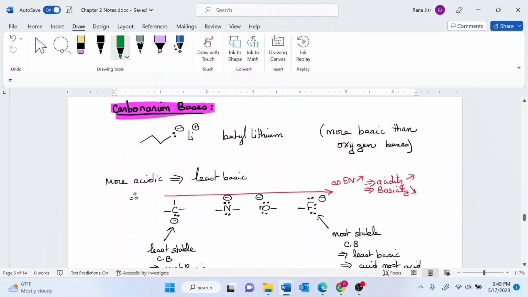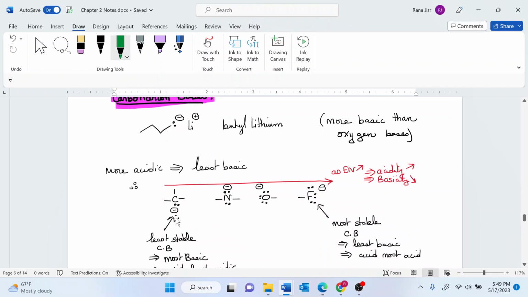As the electronegativity increases, the basicity decreases within atoms in the same period. So when the carbon carries the negative charge, although this is a less stable conjugate base, it is going to be the most basic. Between nitrogen and oxygen, nitrogen is more basic than oxygen because nitrogen is less electronegative. So the lower the electronegativity, the more basic the base is.